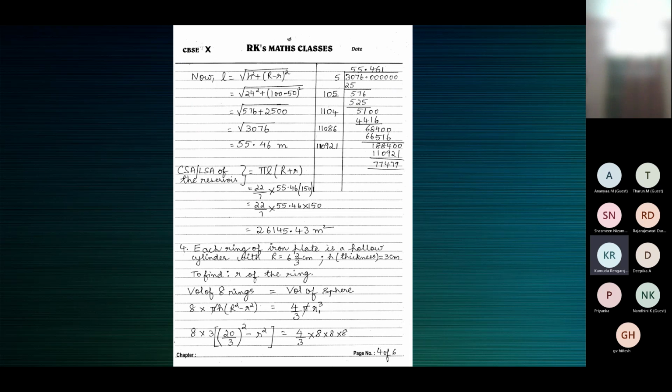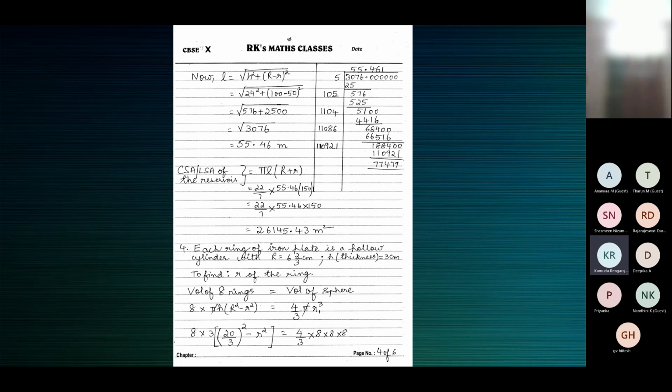If you have worked in a different way, please work it like this now. You should always work it together like this. You should not find the volume of the sphere first separately, then the volume of 8 rings, and then equate. Don't do that.